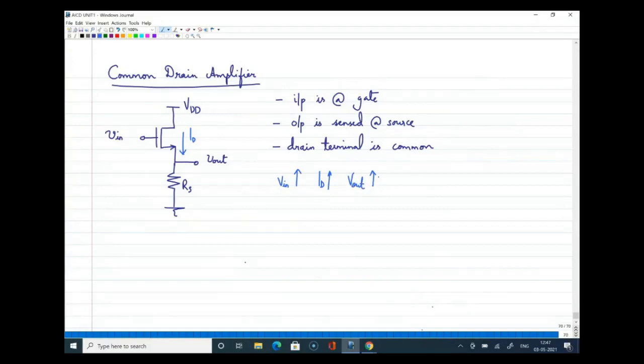Now you can see that I have used two notations here. I have written small letters v out and v in, just to show that small signal input is applied at gate and small signal output is taken from source. Then I have written capital V in and capital V out, meaning large signal voltage variation: when you increase your input voltage from a small value to a large value, your drain current will increase, and as a result your output voltage also will increase, right? So if I'm asking you to write a relationship between input and output voltages, say for large signal voltages, how will you write it?